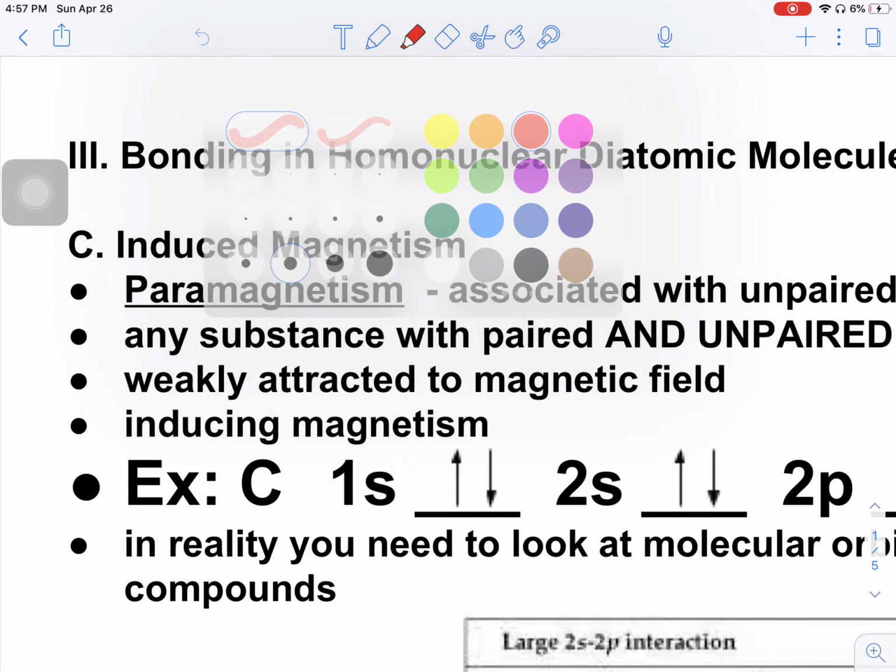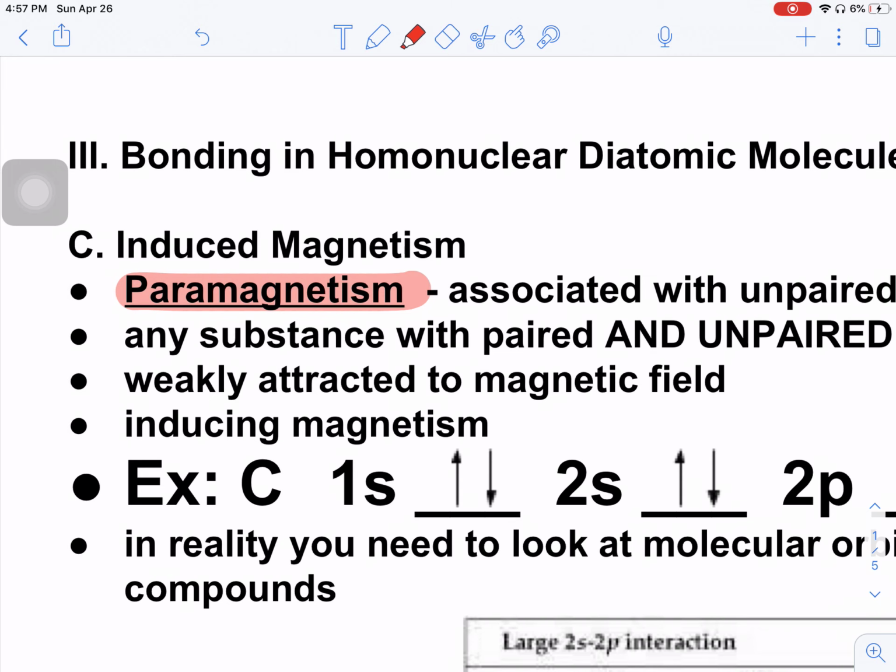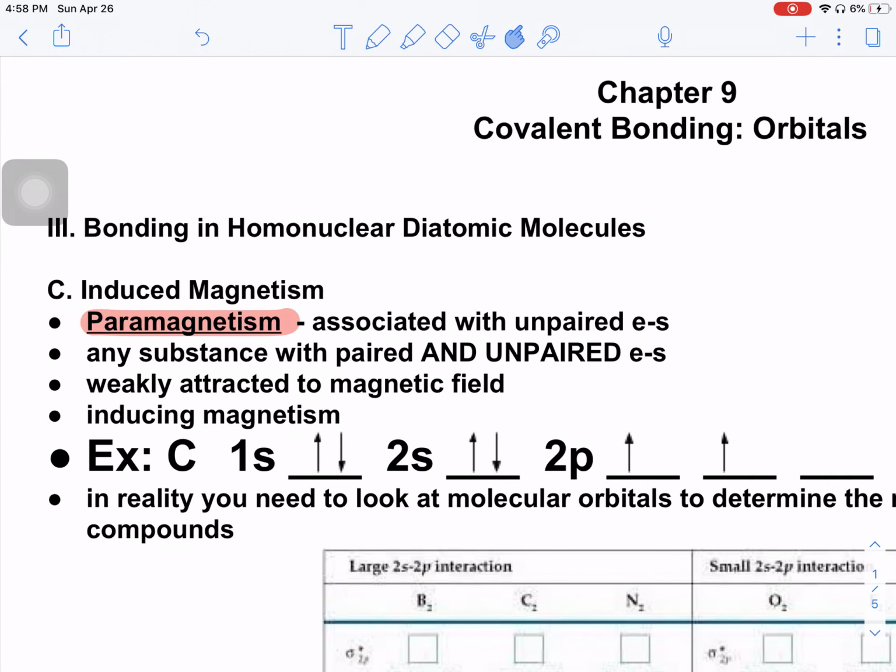All right, so paramagnetism. This is important: paramagnetism is associated with unpaired electrons. Now, this can apply to either atoms or molecules. You haven't done actual electron configurations for molecules yet, and I don't expect you to do that, but you have done them for individual atoms. When you do that, you're going to want to do them in arrow form. So we're looking for unpaired electrons. And things that are paramagnetic are weakly attracted to a magnetic field.